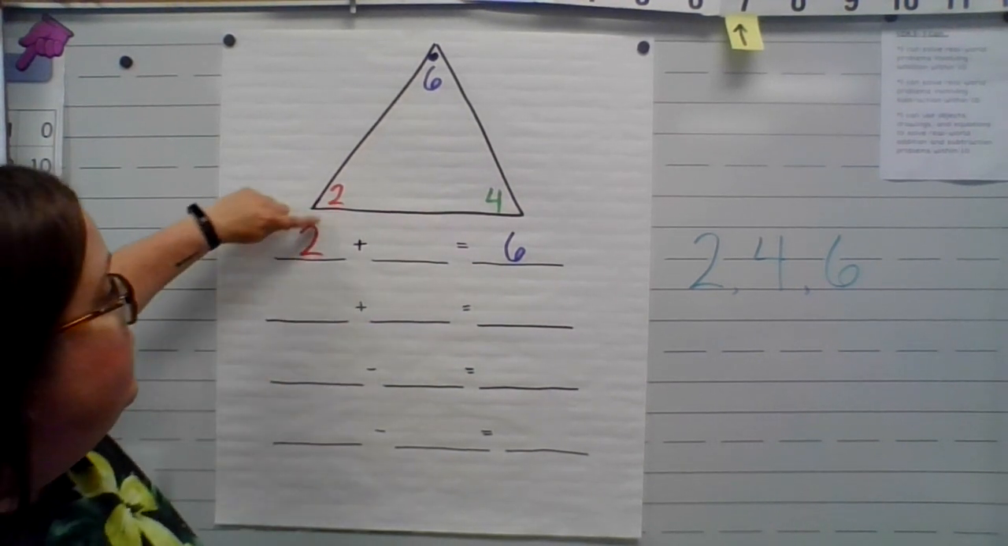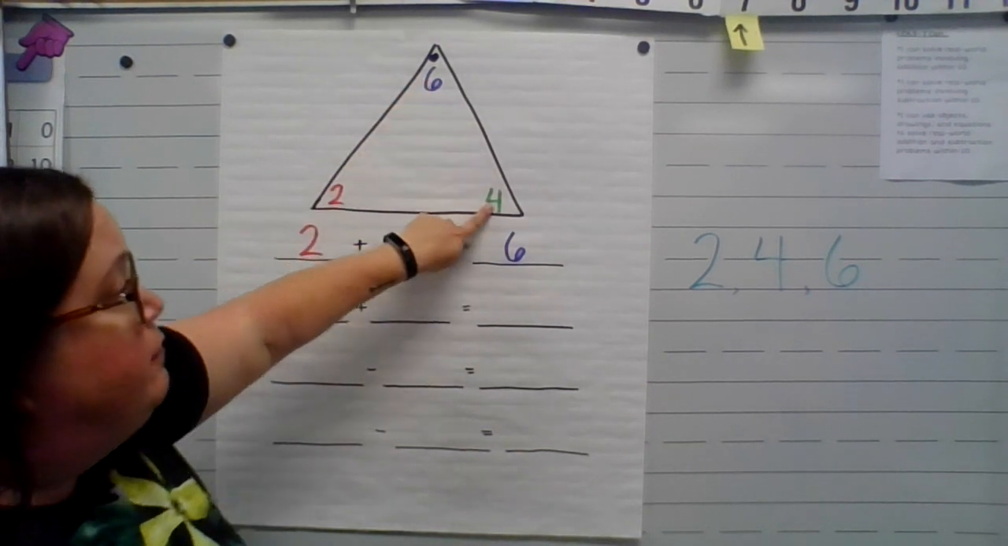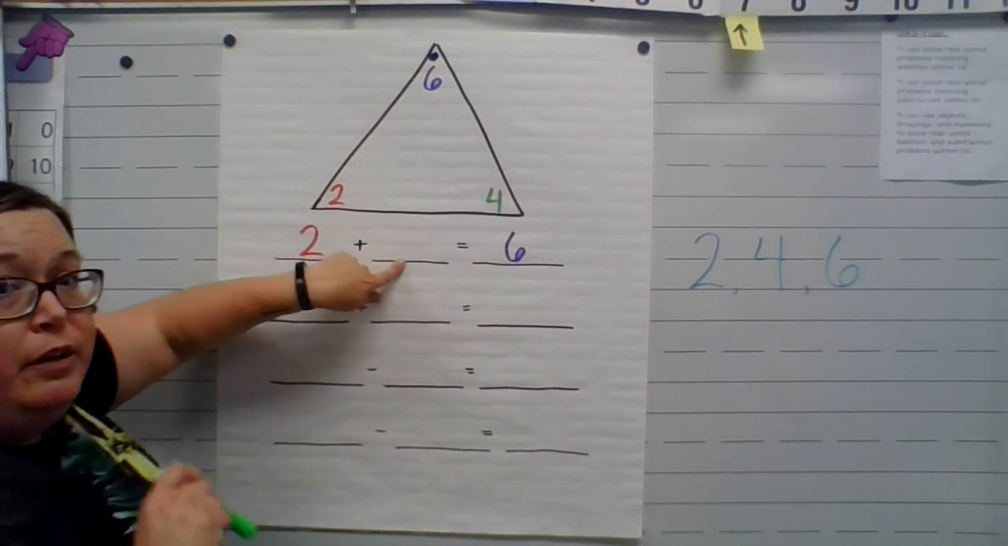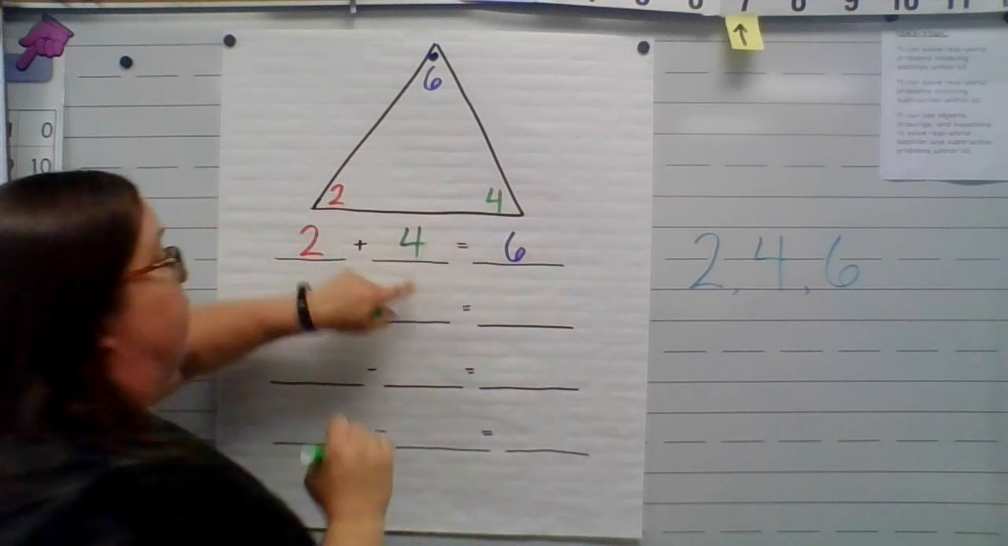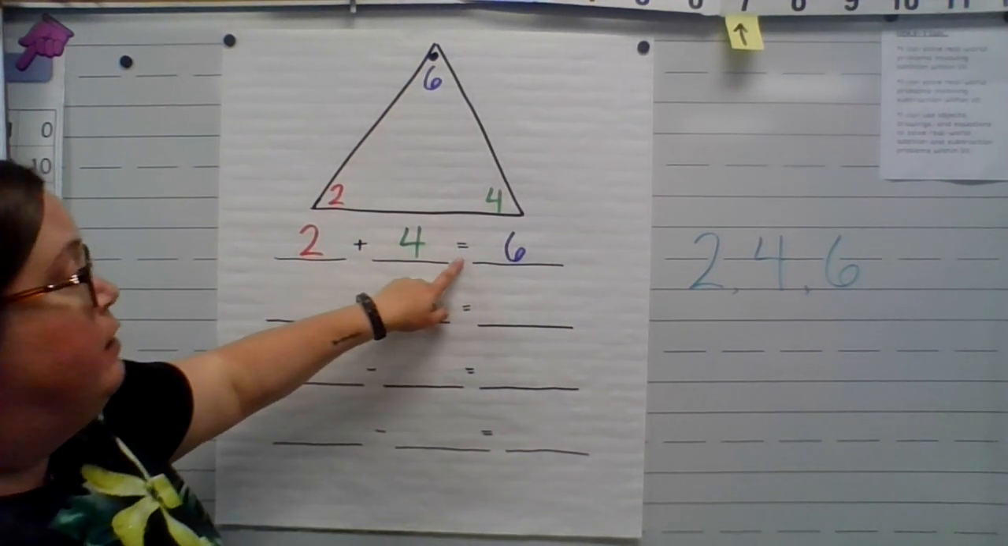But look, we've already used the 2, and we've already used the 6. So that means the 4 has to go here, because there's no other number to use. And we can only use those numbers one time. So the 4 goes there. So now we have 2 plus 4 equals 6.